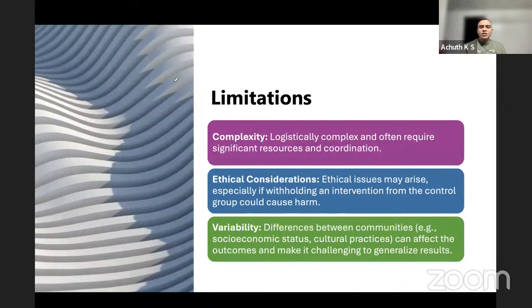What are the limitations? Studying at the national level or the state level has its own complexities, like getting the population and making them understand and take part in the study. Ethical considerations may arise when you do the intervention program, which could cause harm, because when you go and ask sensitive questions, for example, failure of using condoms, people will not answer those questions. It has its own emotional considerations. Variability: it depends on educational status, cultural status, socioeconomic status, practices, all these things. So there is a huge variation when you do the community trial.